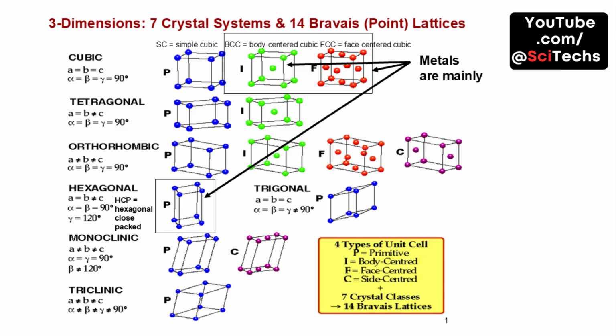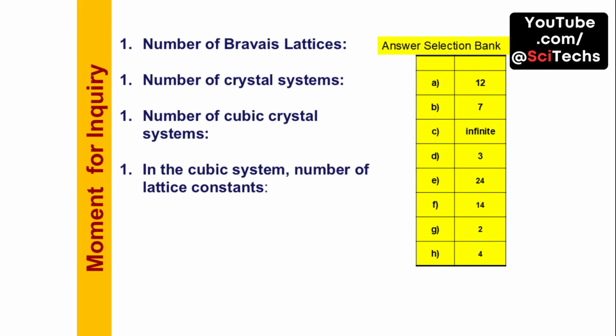Metals mainly form these structures, which are categorized into 4 types of unit cells: primitive, body-centered, face-centered, and side-centered. Let's take a moment for inquiry. Consider the number of Bravais lattices, crystal systems, and cubic crystal systems. Reflect on the lattice constants in the cubic system.